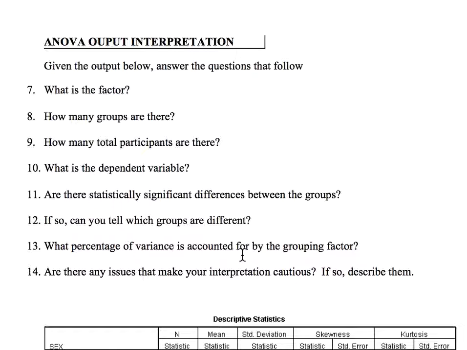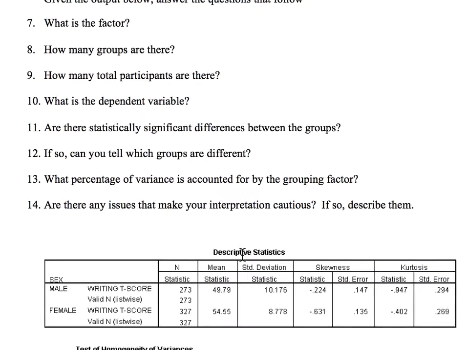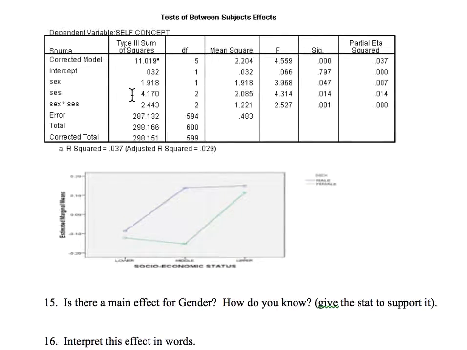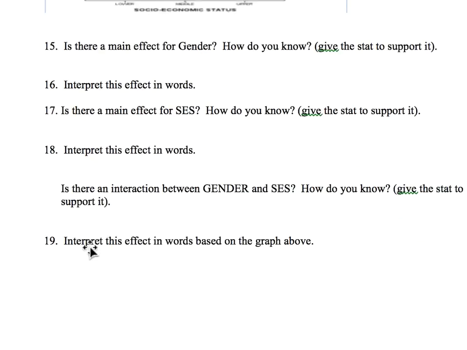Then I'm going to give you output that looks like this, and you're going to have to answer these kinds of questions about it. What's the independent variable? How many groups? Variance percentages, and so on. So we're going to talk about that. There's also going to be a section on two-way ANOVAs. So again, I'm going to give you some output, some graphs, and you're going to have to interpret it for me.